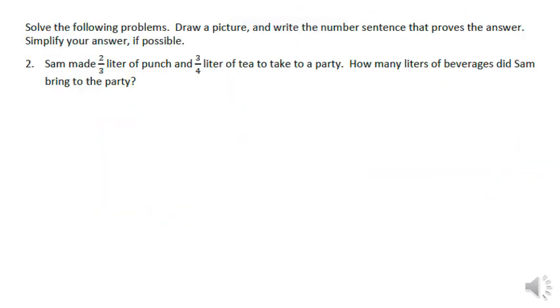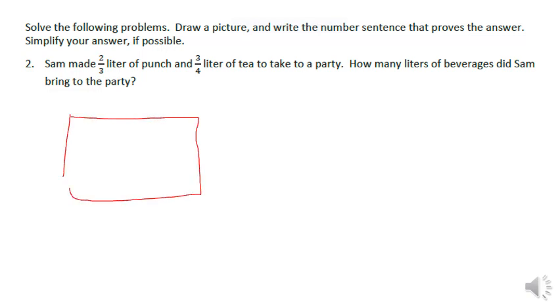21sts. Solve the following problems, draw a picture, and write a number sentence to prove the answers. Simplify your answer if possible. So Sam made 2/3 liter of punch and 3/4 liter of tea to make a party. How many liters of beverage did Sam bring to the party? Okay.